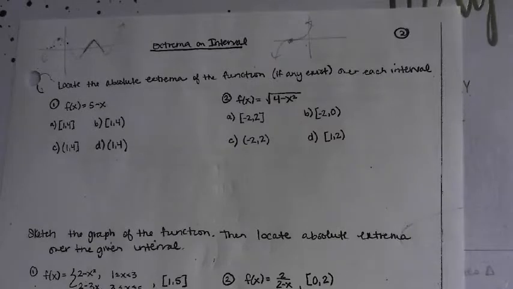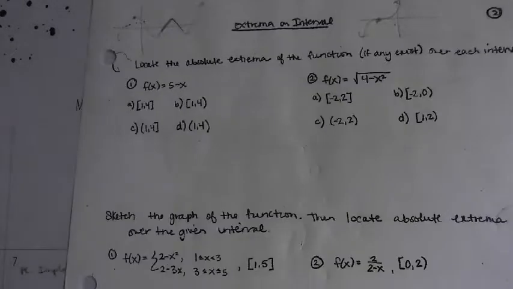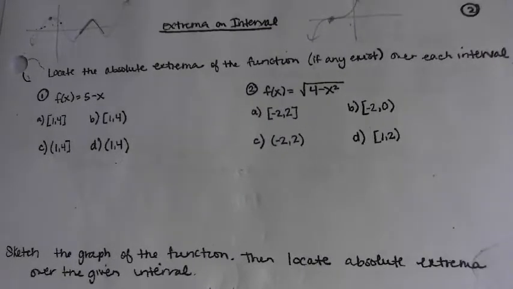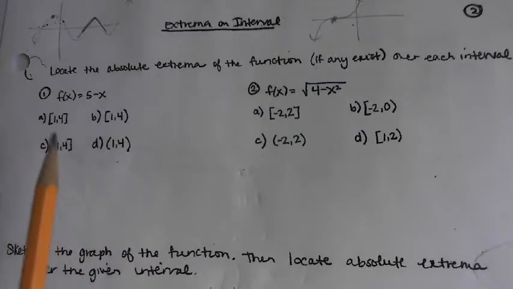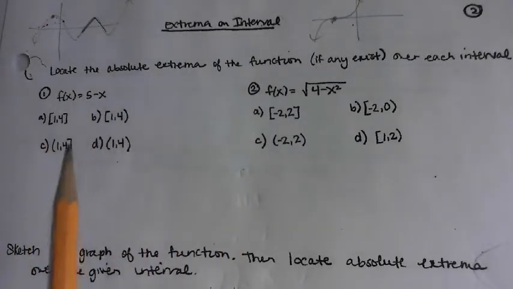Okay, so we're just more of the same today, just a different kind of presentation of instructions. The first one has 4 parts. This A, B, C, and D are 4 different parts to find the absolute extrema of the function, if any exist, over each interval. Really, the differences between these intervals are just what's bracketed, what's included with the brackets or not with the parentheses.